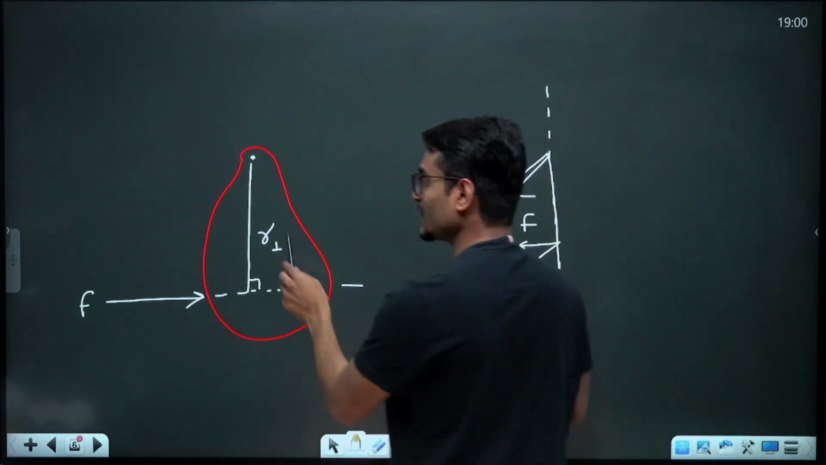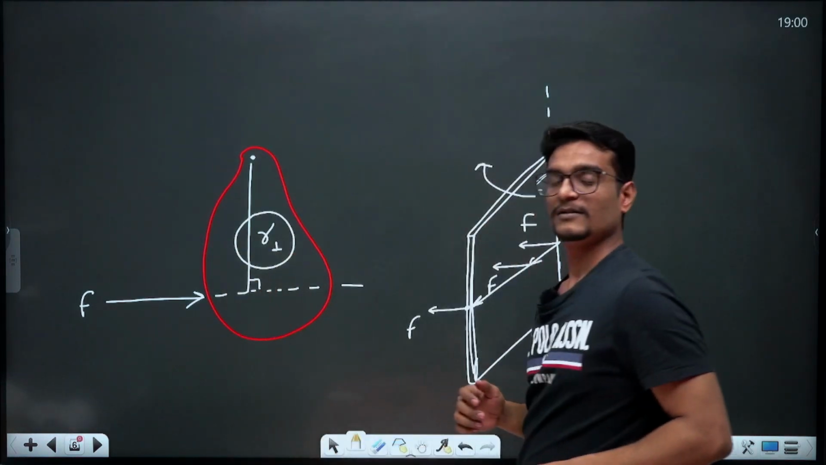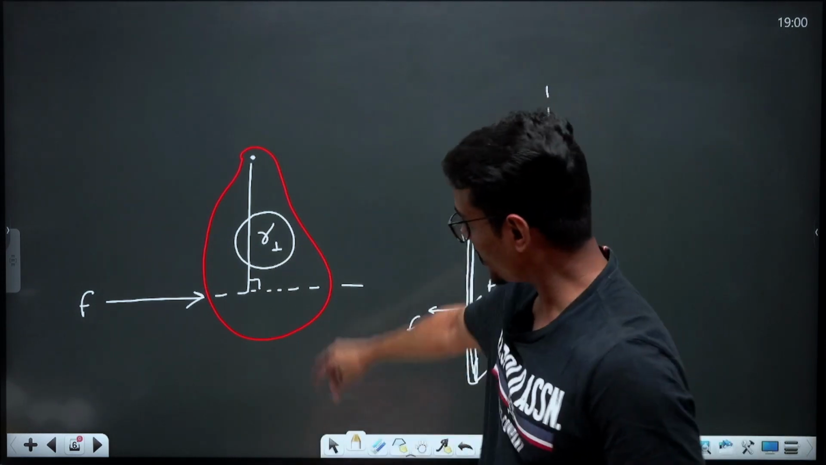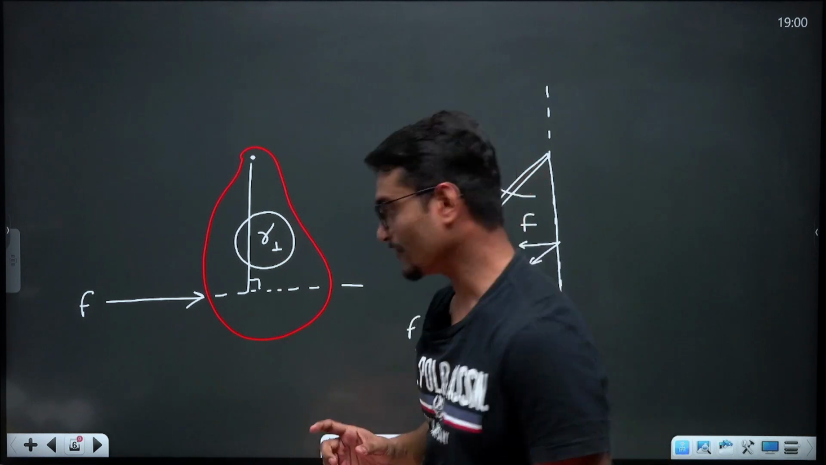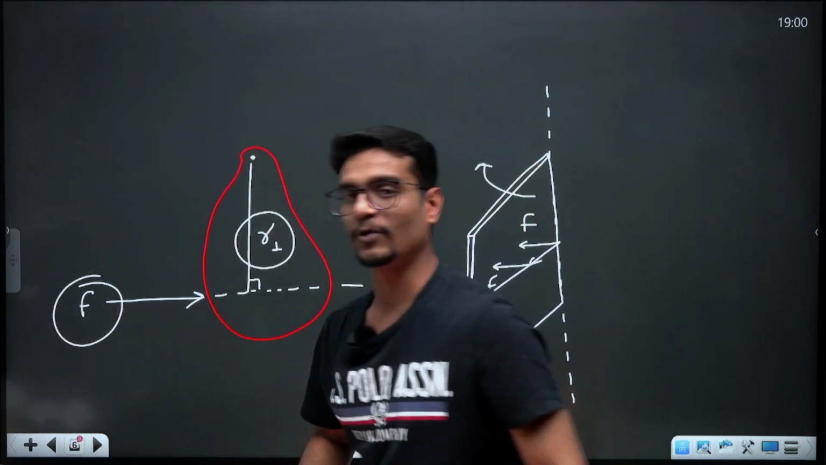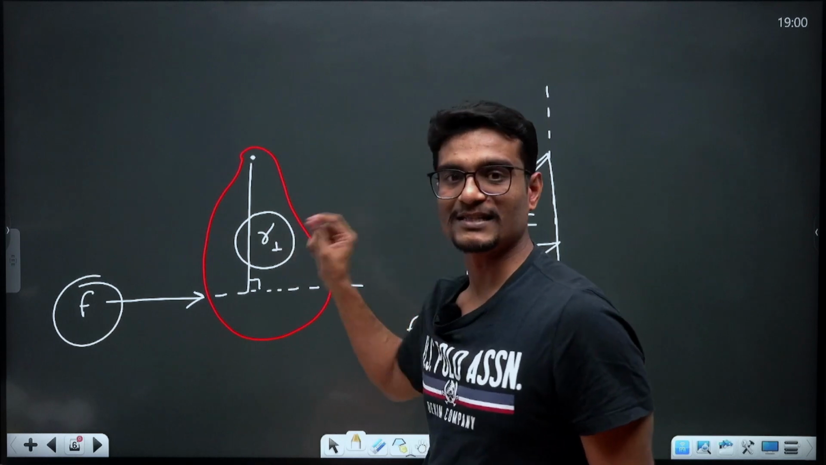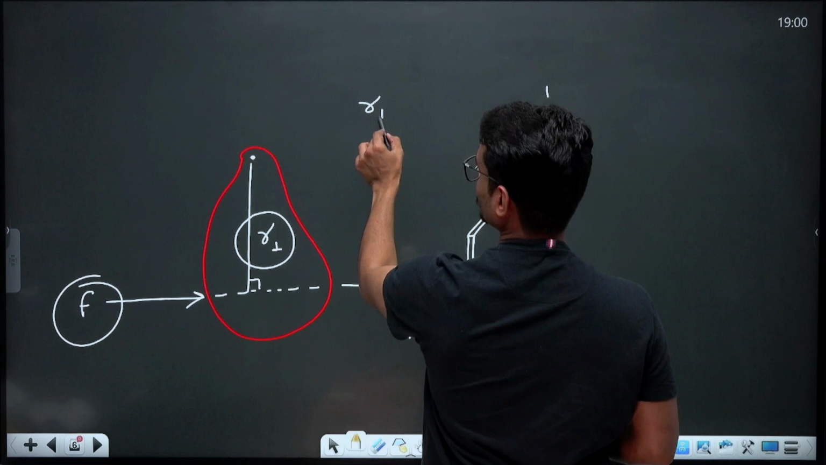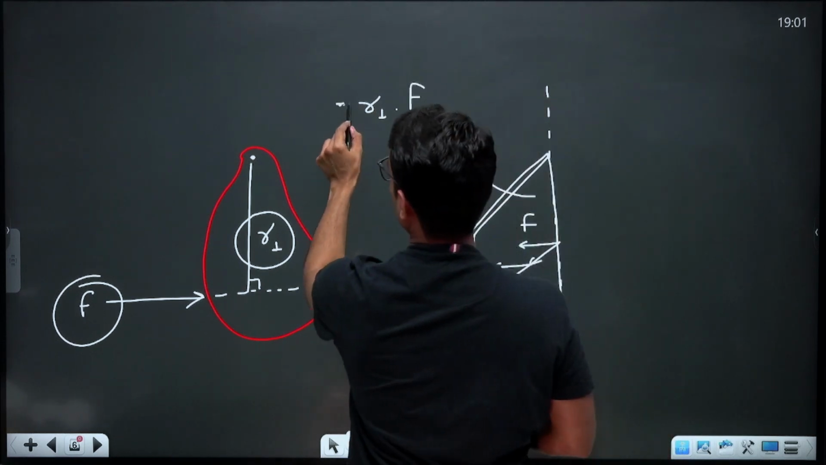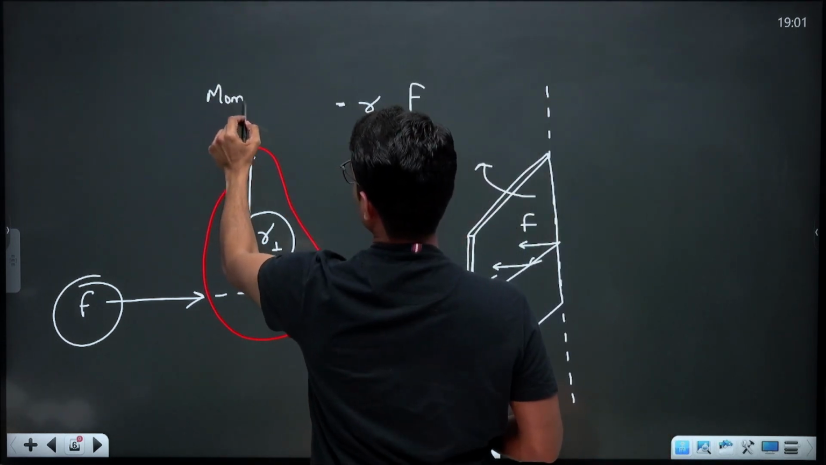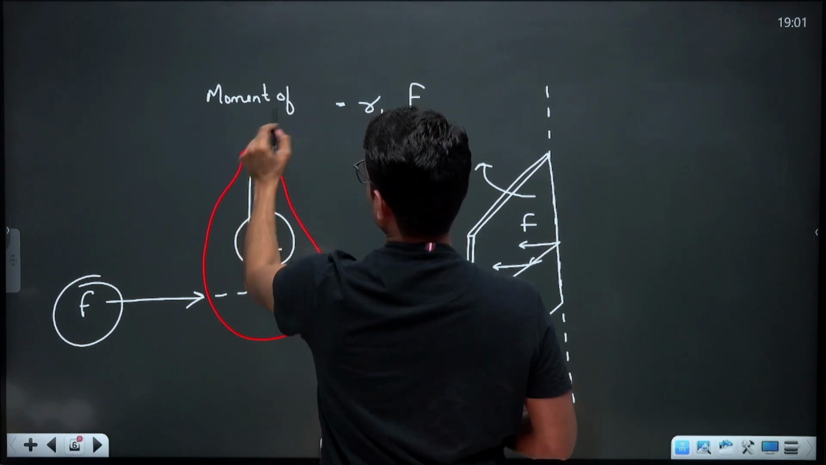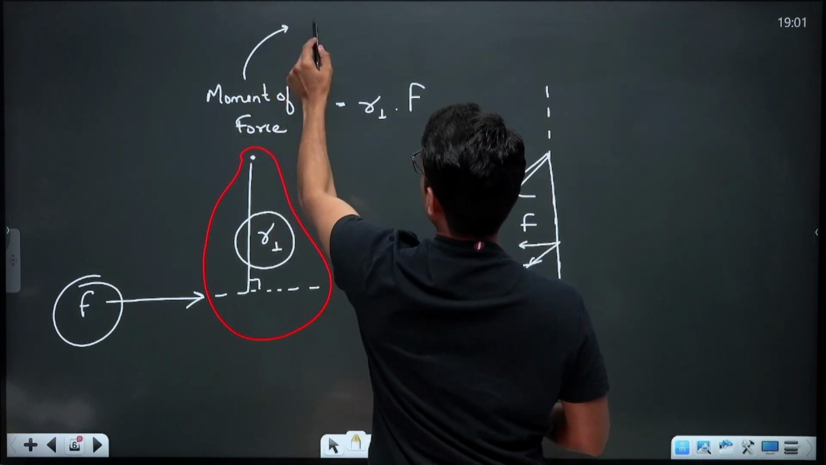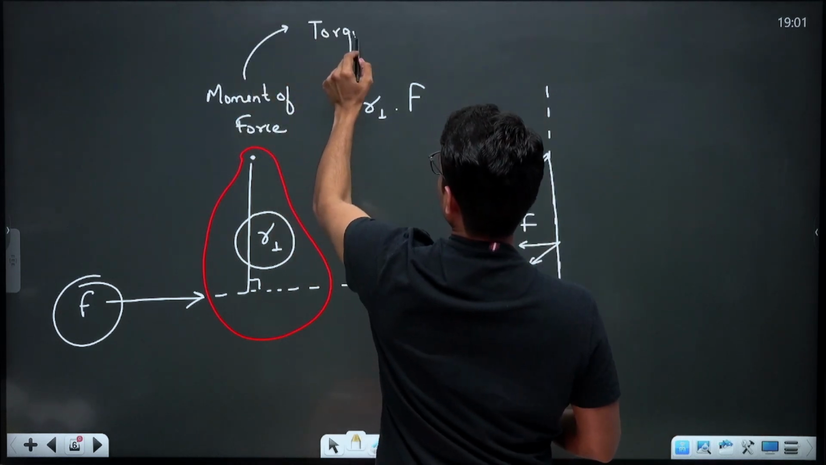And so this is a very important physical quantity when there is a rotational motion. This is a very important quantity along with this force. So only force is not important, but this perpendicular distance is also important, and the product of these two, the perpendicular distance and the force, is called the moment of force. Moment of force, and this is called the torque. This is called the torque.